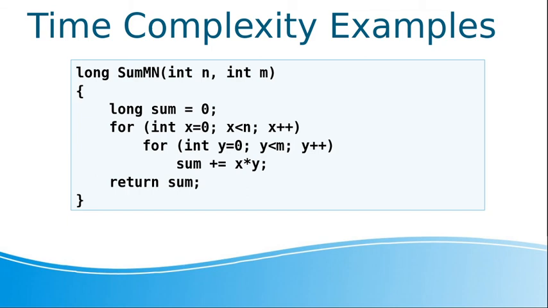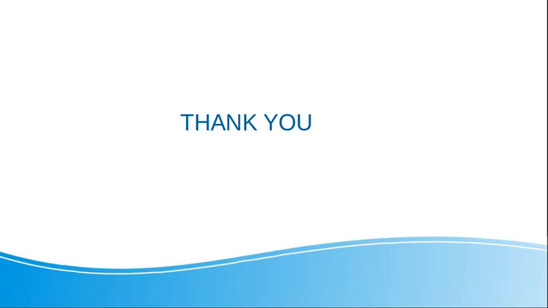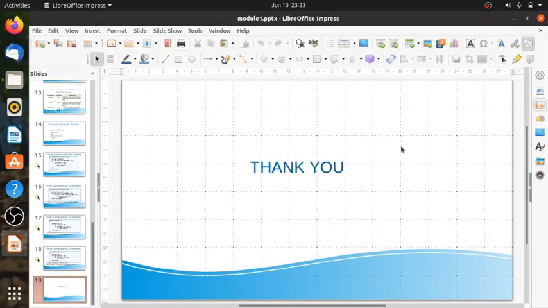In another example, here also there are 2 for loops, and you might directly say order of n square, but the difference in this problem is that one loop executes n times and the other executes m times. So the complexity of this is order of n into m. So that is another example. That's all for today's class. Thank you for watching.